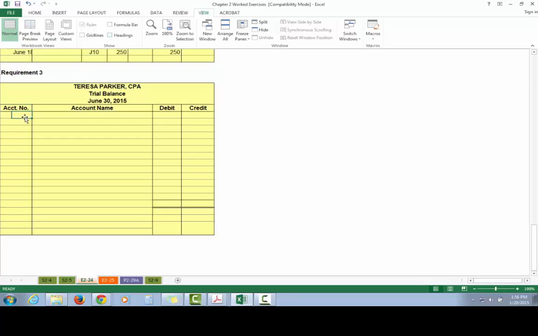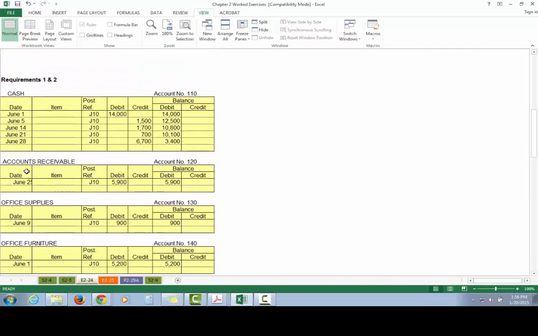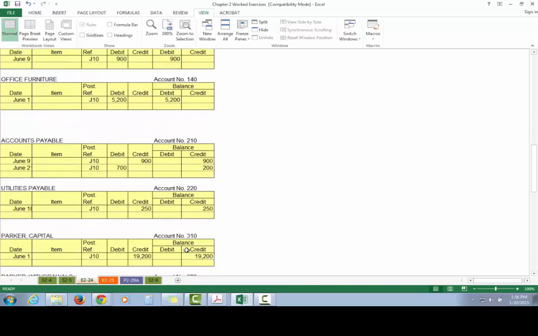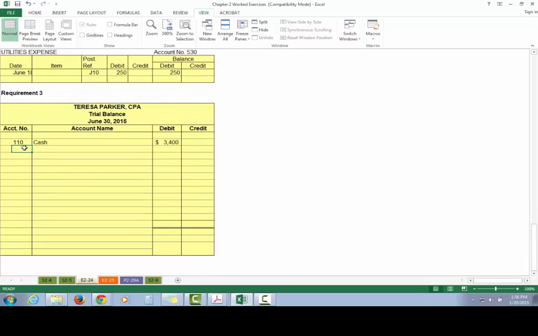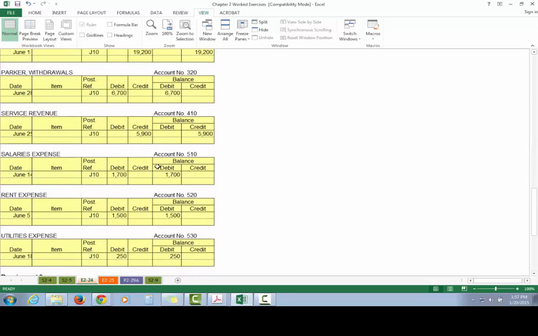Okay. So we've got on the first one, we had up there, it was account 110 was cash, and it had a debit balance at $3,400. Okay. The next account was accounts receivable, has a debit balance of $5,900. Okay. So we do the same thing, 120. Accounts receivable, $5,900, and this is just listed in account order, okay? So 130 was office supplies. We ended up with 900. You come up here, 900, 5,900 for office furniture.